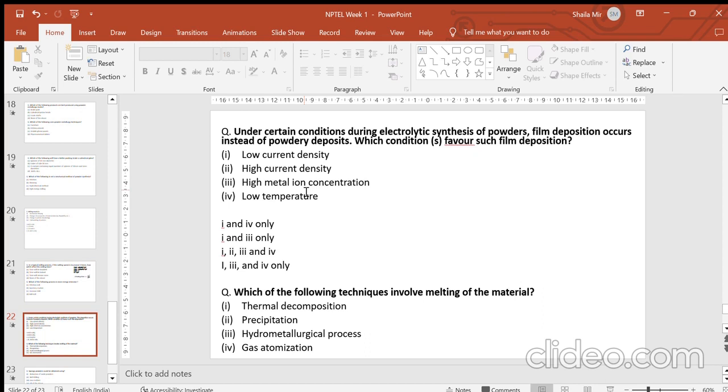So you just have to think that for a powder deposition, you have certain conditions. Instead of those conditions, the opposite conditions will be operating so that there is a continuous film deposition occurring on the cathode plate, for example. So what is the right combination for this? If somebody can answer. What should we utilize for such depositions where we want to have a continuous film deposition? We do not want to have a powdery deposition.